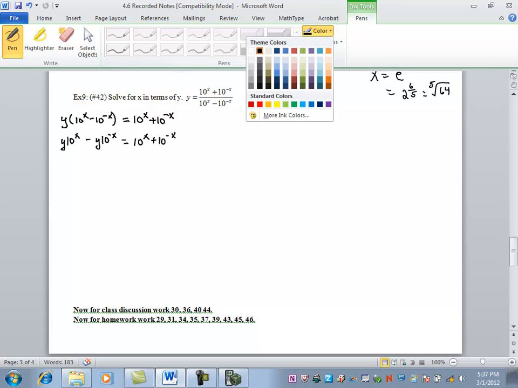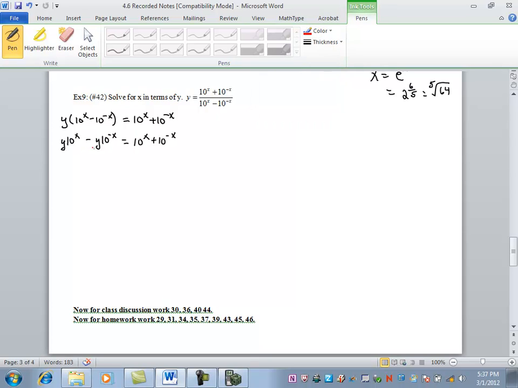Now, we could rewrite this as y over 10 to the x, if we wanted to, but instead, we're going to just multiply everywhere by 10 to the x. And in doing that, that's going to give me y times 10 to the 2x minus y, because 10 to the x times 10 to the negative x is 10 to the 0, which is 1. And this is going to equal 10 to the 2x plus 10 to the negative x times 10 to the x, which is just going to be 10 to the 0, which is 1.